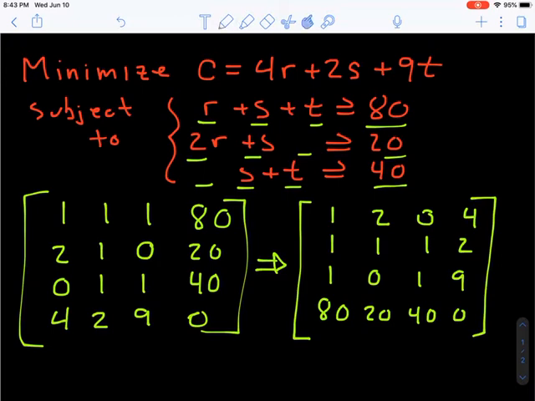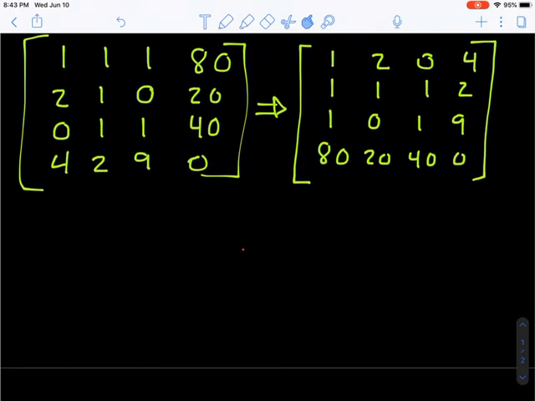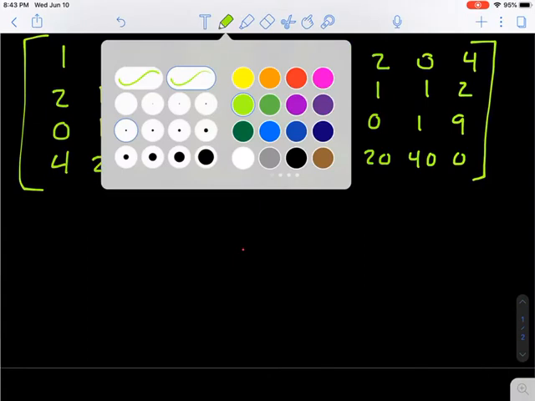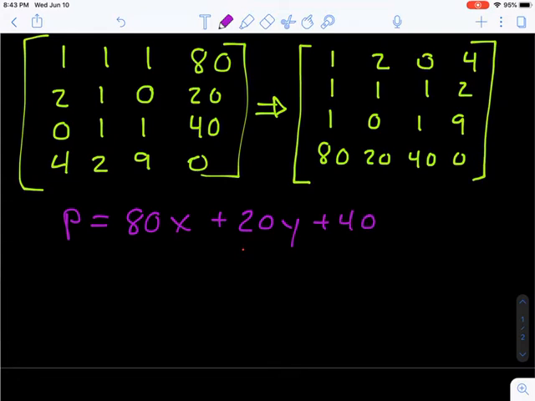Once we have the transpose of the matrix, we create the dual problem from that. And let's do that in, I don't know, purple. So the objective function now is going to be P equals 80x plus 20y plus 40z. Remember, that comes from the bottom row. Our objective function always goes on the bottom, and it comes from the bottom.